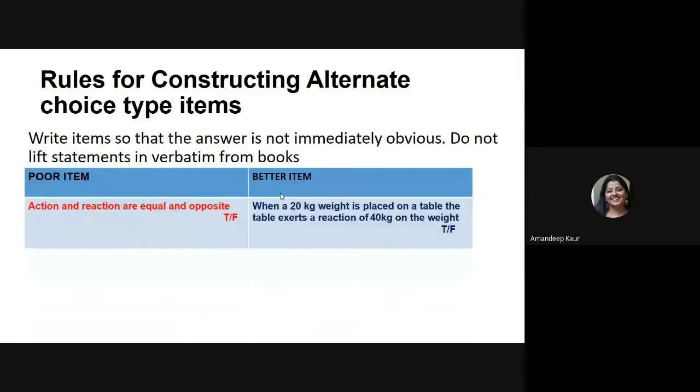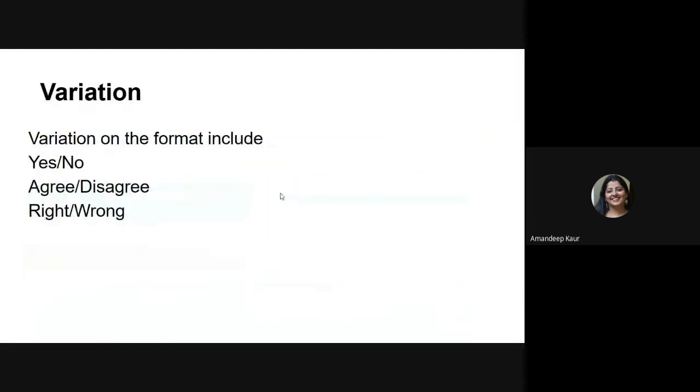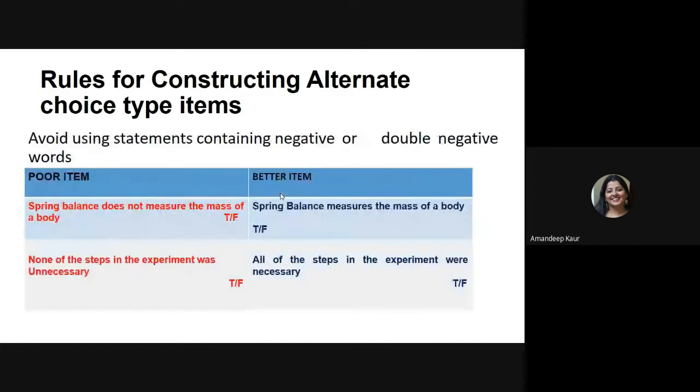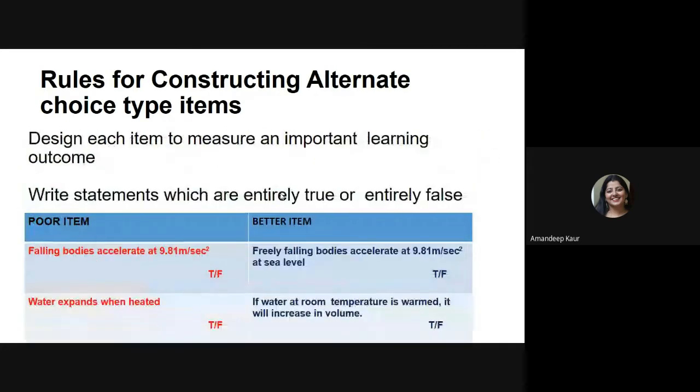So when we said the variations, I will tell you. Rather than writing true and false, we can also give yes or no, agree, disagree, right or wrong. So these can be the different variations that we can use instead of writing true and false. And there are certain rules for designing such kind of test item. So one by one, we are going to explain those rules to all of you.